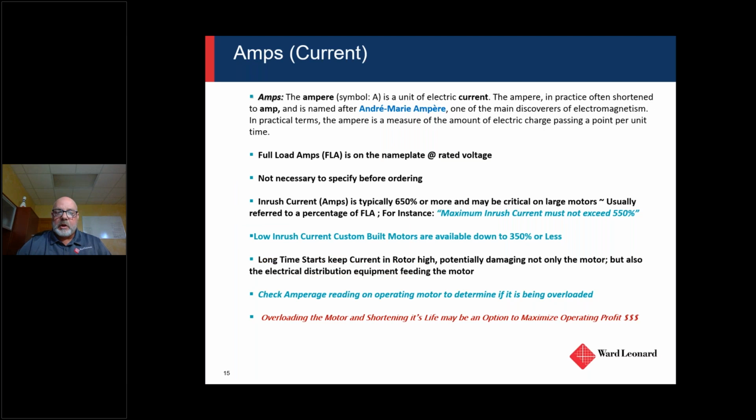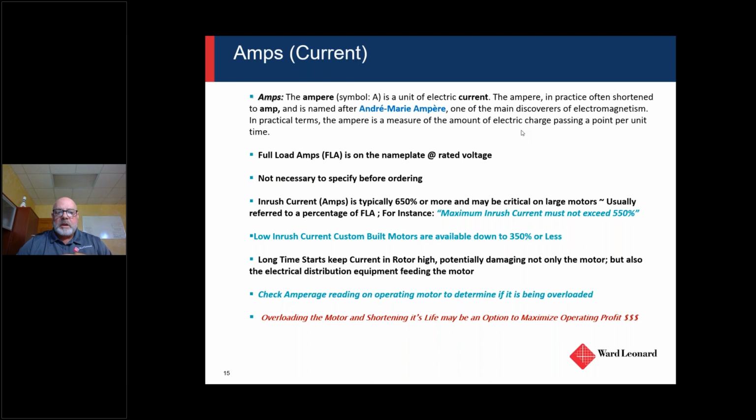And then amps and current, there's a story to that as well. The ampere was named after a guy, Andre Marie Ampere. I think that's how you say that. But he was one of the main discoverers of electromagnetism, as a matter of fact.